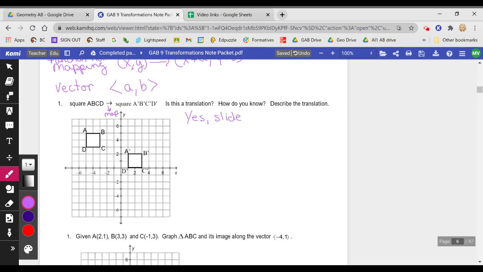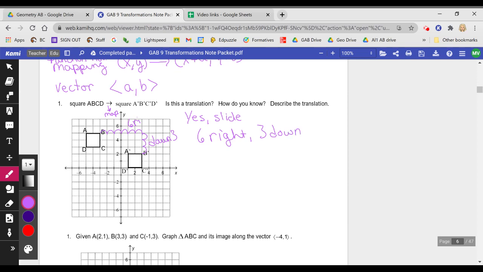So to describe the translation, we want to figure out how we moved it. We moved all the points the same distance because you can see it's still a square, still the same size. So I can pick a point. I'm going to choose B. So I moved B 1, 2, 3, 4, 5, 6 right, and I went down 1, 2, 3. So we could describe it by 6 right, 3 down.